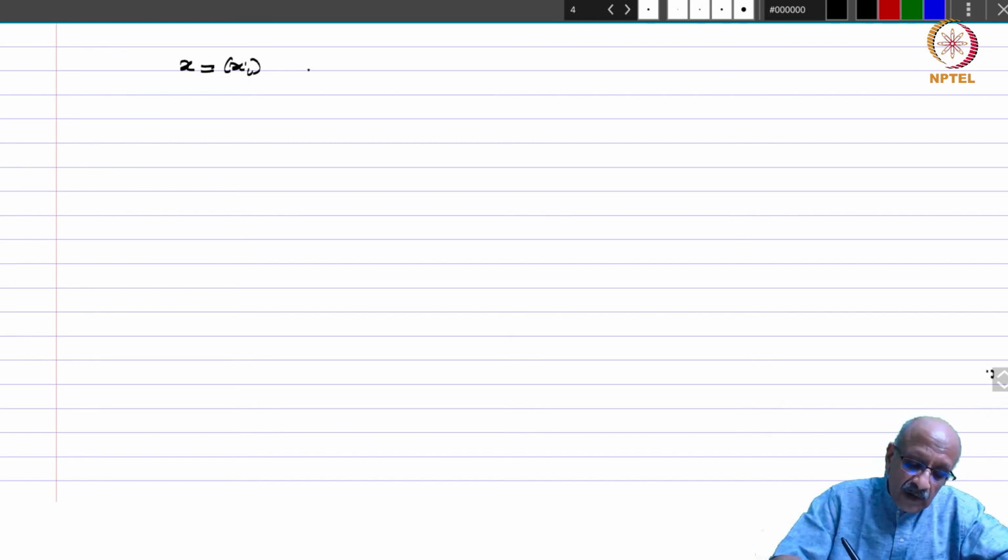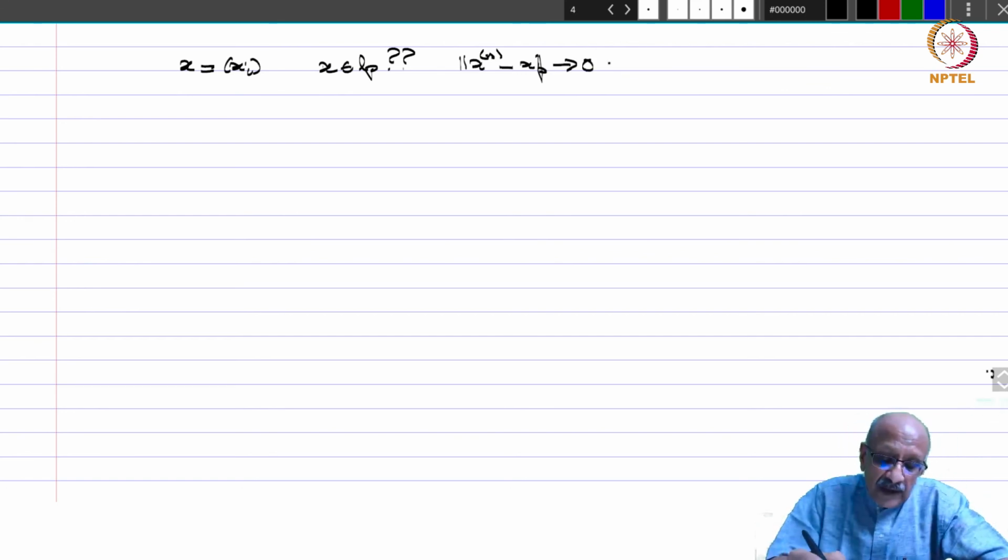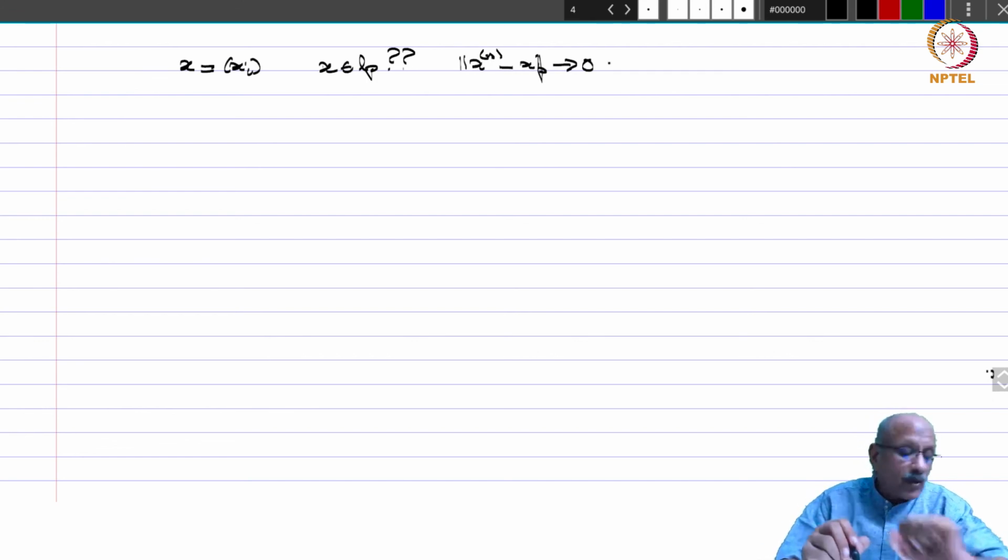So we want to know if the candidate is eligible. That means you have to answer two questions. So is x in ℓ^p, and then does norm x_n minus x in ℓ^p go to 0? If you answer both these questions in the affirmative, that means every Cauchy sequence is convergent, and therefore ℓ^p would be a Banach space. Okay, so now let us do this.